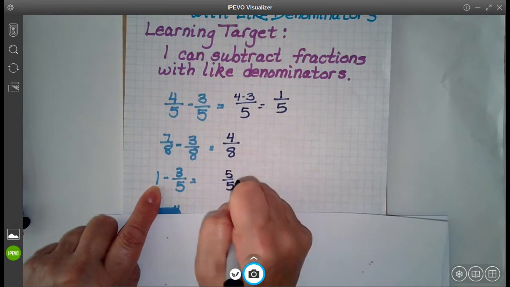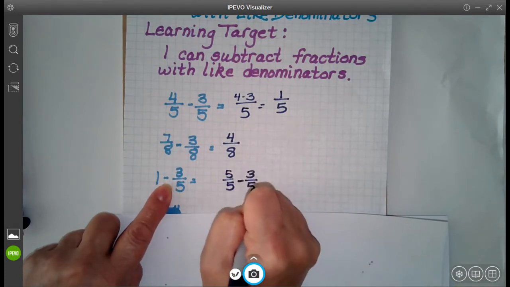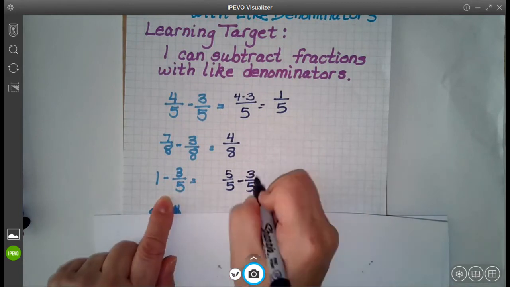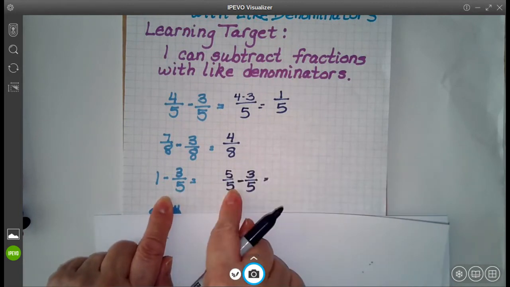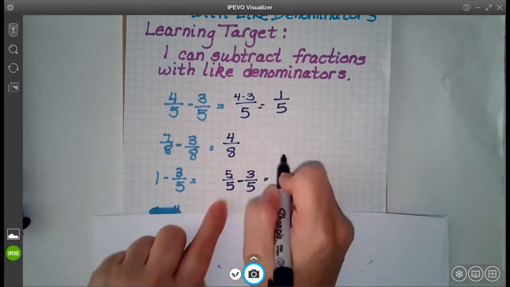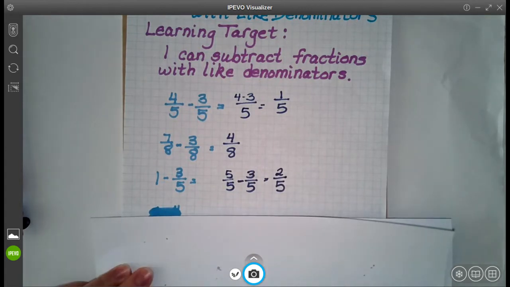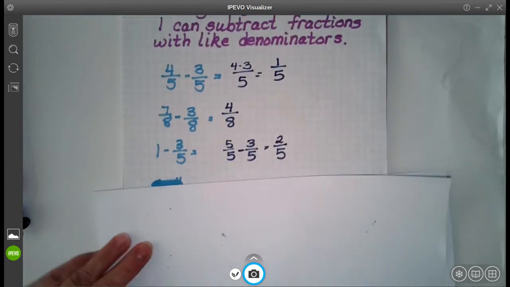So now I can go and subtract this second number. So now does this look familiar to these problems? Yes. 5 minus 3 is 2, and you keep the denominator of 5 for an answer of 2/5.